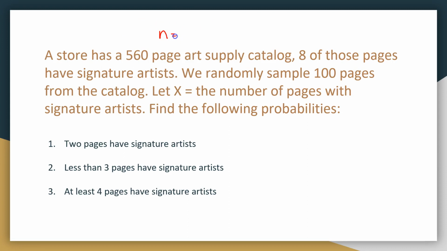Remember in Desmos, we need to put in N and P. N is the number of trials, our sample size. We're taking 100 pages. P is the probability of getting a signature artist. Sometimes they'll give you a percentage. In this case, they just told us it's 8 of those pages out of the 560. So P is 8 over 560. You can type this in Desmos just like this. Just type 8 over 560. You do not have to convert it to a decimal. I want you to pause here, try these 3 questions, and then come back and I'll show you the answers.